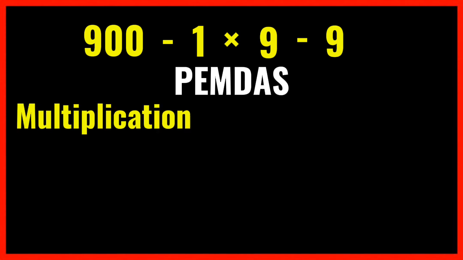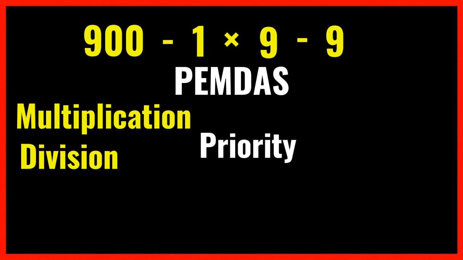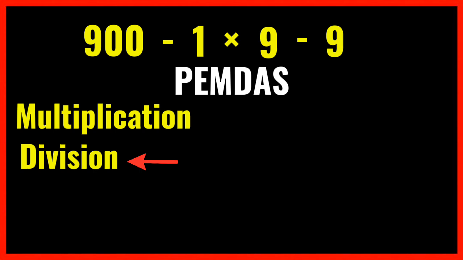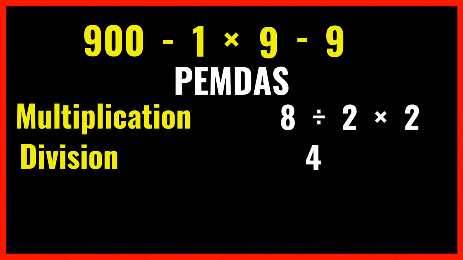After that comes multiplication and division, and these two have equal priority, which means we do not choose multiplication over division, or division over multiplication. Instead, we solve them from left to right exactly as they appear. For example, in 8 divided by 2 times 2, we start from the left. 8 divided by 2 equals 4. Then 4 times 2 equals 8. But if you do it the wrong way and multiply first, you'll get a different answer which is incorrect.